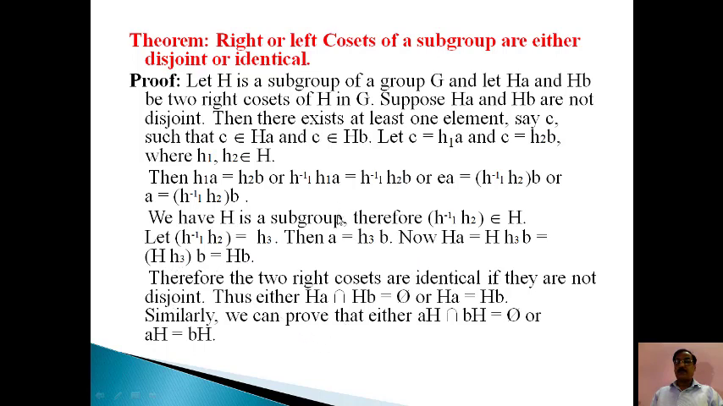Thus, either the intersection of HA and HB is empty, or HA equals HB. Similarly, for left cosets, either AH intersection BH equals phi, or AH equals BH.